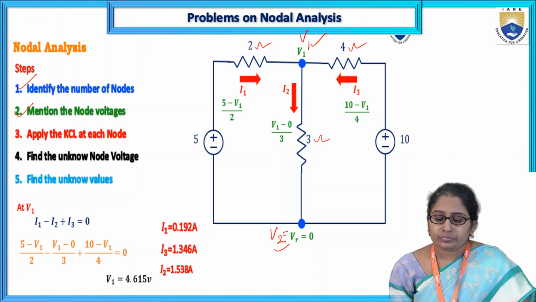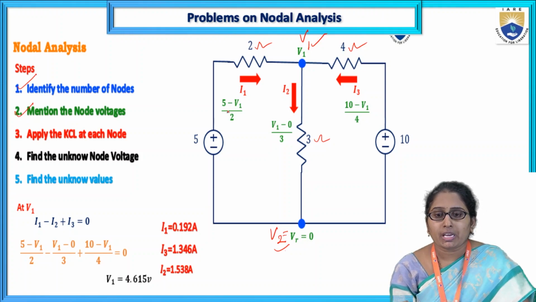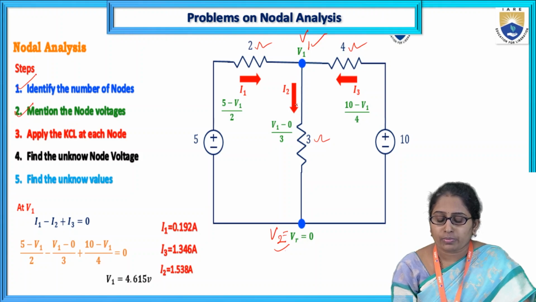Next, second step: apply KCL at each node by assuming currents in each element. Starting from the supply battery, the first element, the current in this is taken as I1. Because this is the supply, current starts to flow from this battery, so that's why the direction of I1 is taken like this. That is our choice only, but from basic understanding, that's why I1's direction is taken like this.